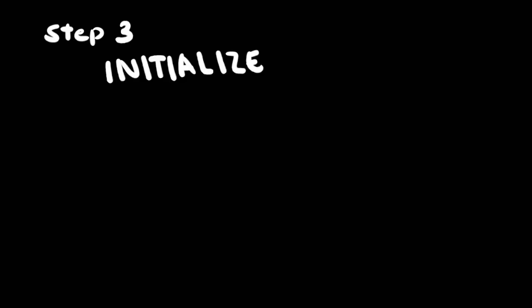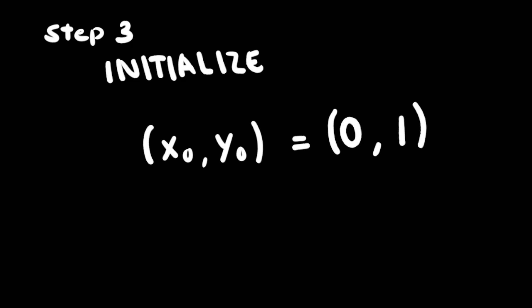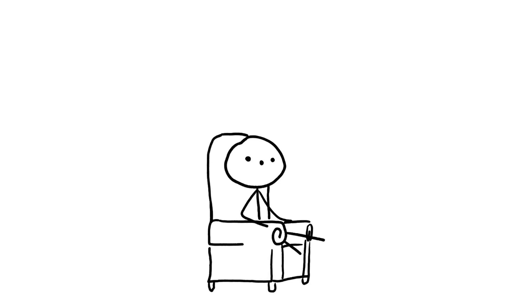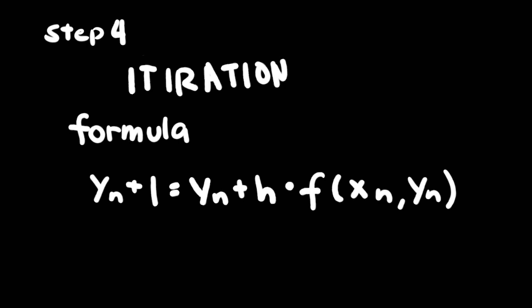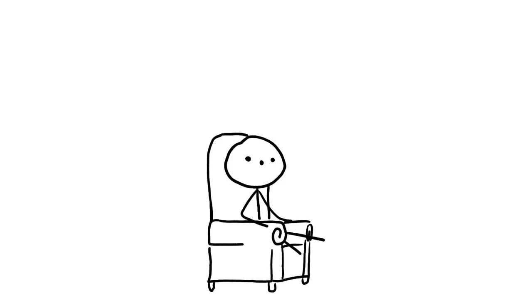Then we go to step 3. This is where we initialize. We are going to choose an initial point where we know the solution. This is our starting point. Moving on comes the fun part. Step 4 is iteration. We are going to use the formula y sub n plus 1 is equal to y sub n plus h times f of x sub n and y sub n to find the solution at each step. This step can be repeated until you reach your desired endpoint.